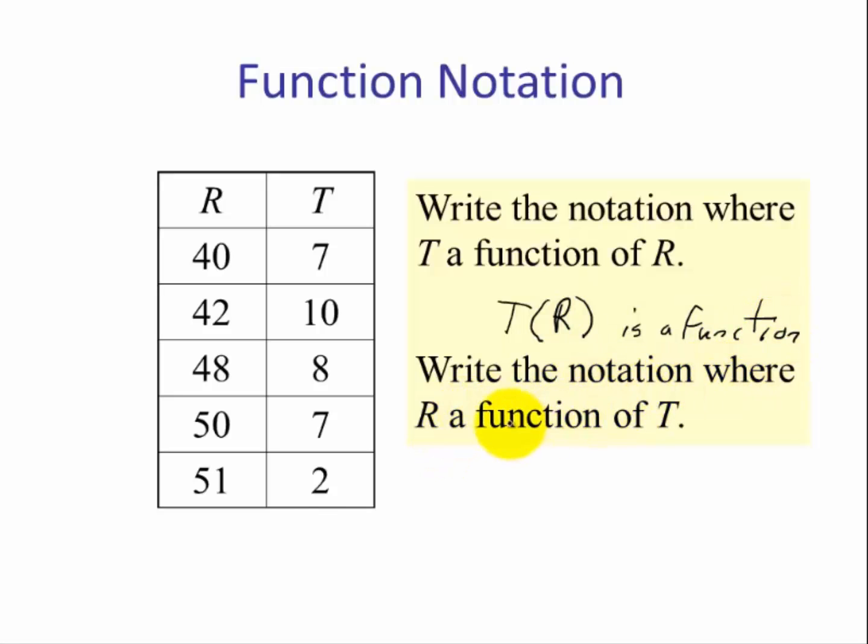Write the notation where r is a function of t. So now t is the input, and then r of t would be the output. Is this a function? Well, if you recall, we have a value of t that produces 2 outputs. So this is not a function.